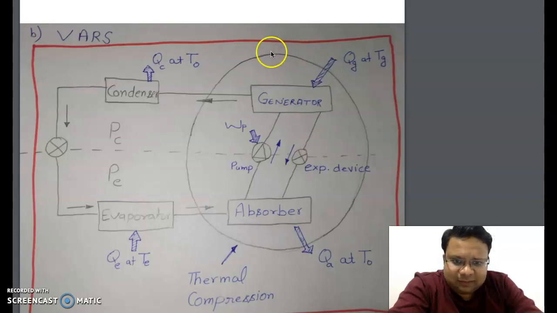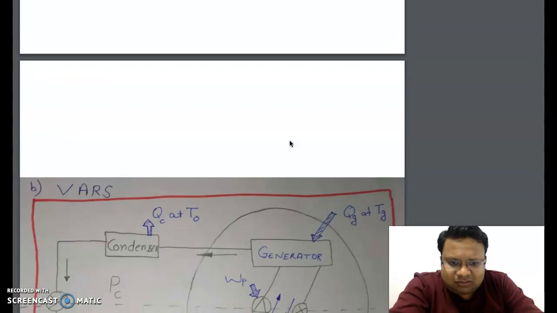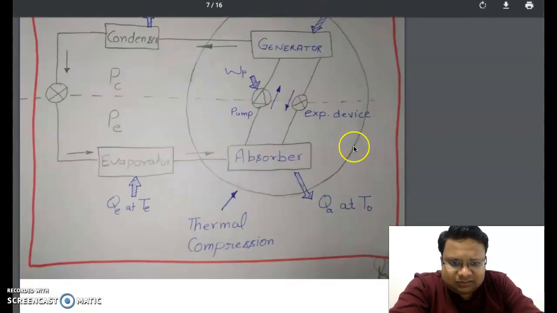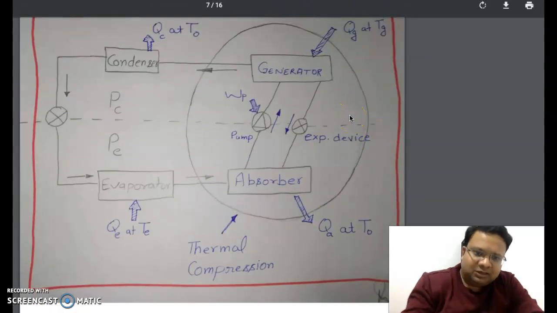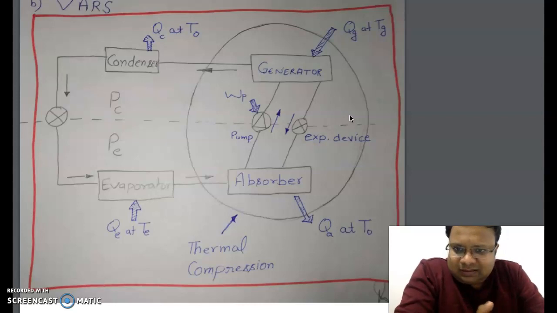You have seen that we have replaced the mechanical compression of the compressor with a thermal compression. So that would be more appropriate if you represent the vapor absorption refrigeration system with this diagram.